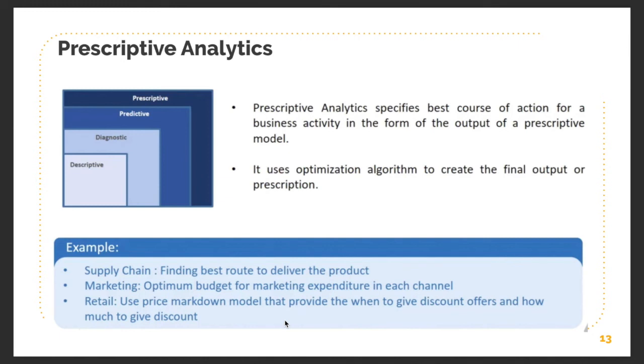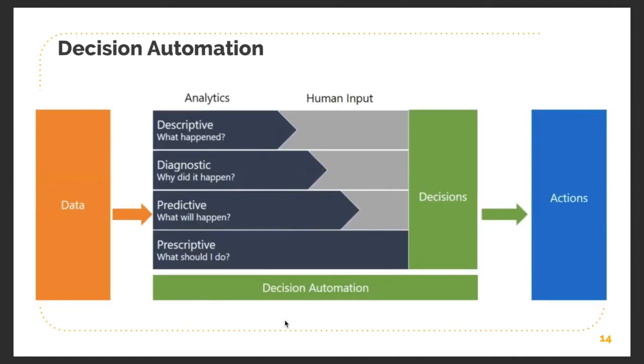For example, in a supply chain, you are going to find the best route to deliver the product that will definitely reduce the cost and the time. How about in marketing? What is the optimum budget for marketing expenditure in each particular channel? Retail also uses a price markdown model that provides when to give discounts or offers and how much discount to give. And this leads us to decision automation.